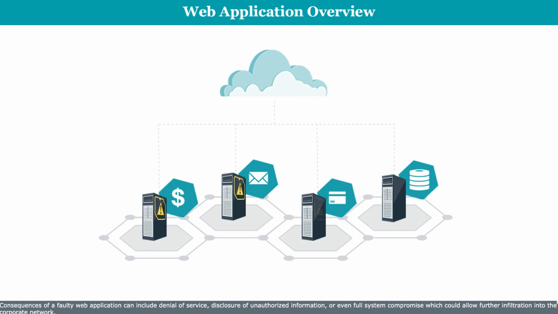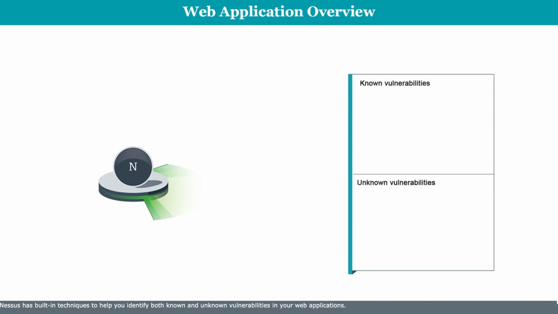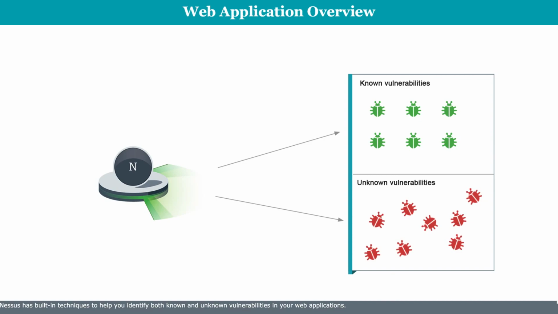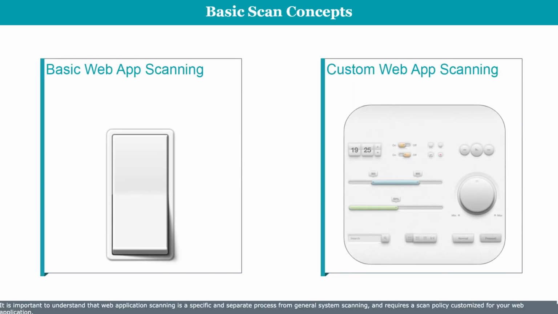Consequences of a faulty web application can include denial of service, disclosure of unauthorized information, or even full system compromise, which could allow further infiltration into the corporate network. Nessus has built-in techniques to help you identify both known and unknown vulnerabilities in your web applications. It is important to understand that web application scanning is a specific and separate process from general system scanning and requires a scan policy customized for your web application.